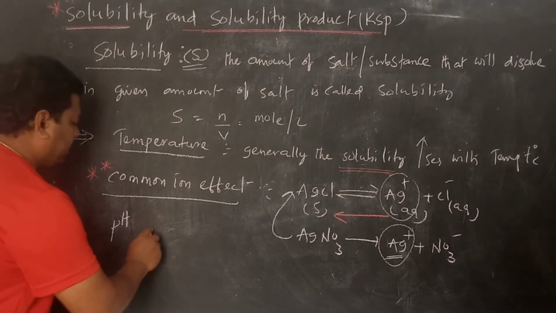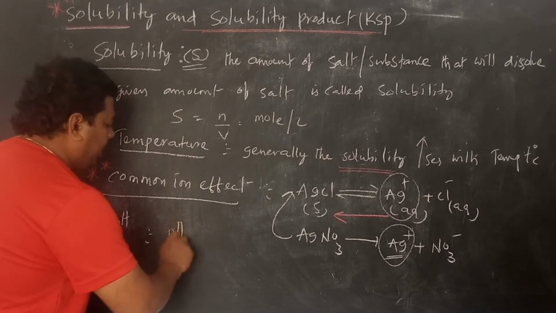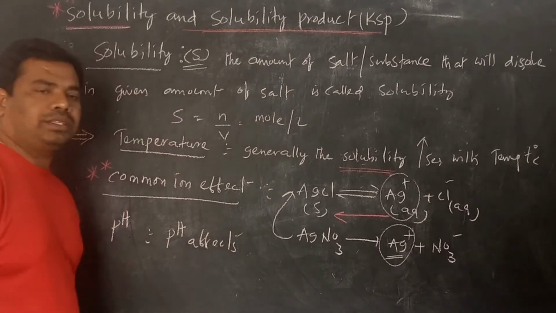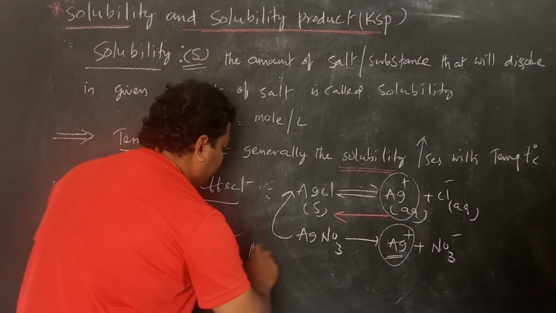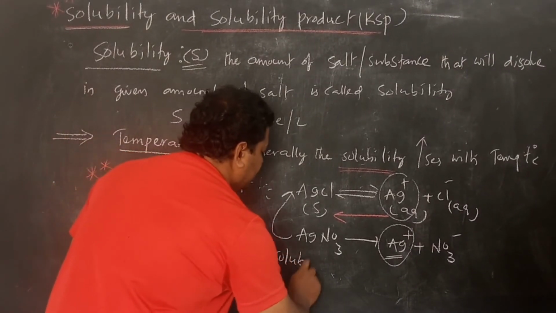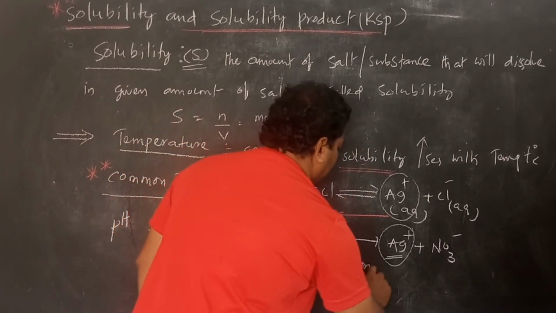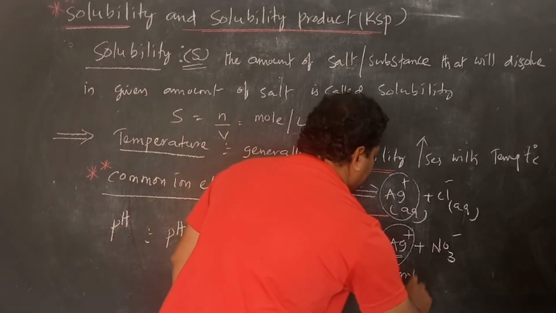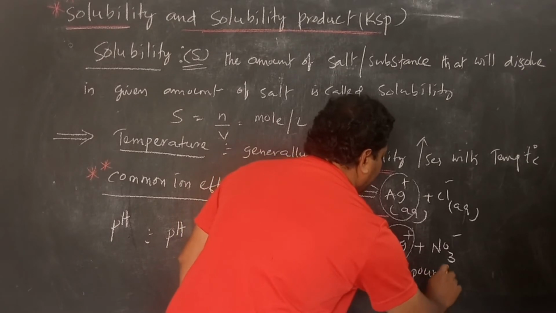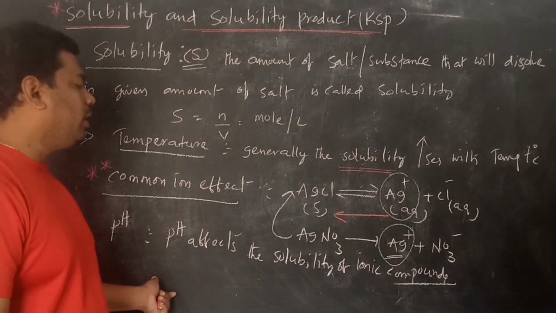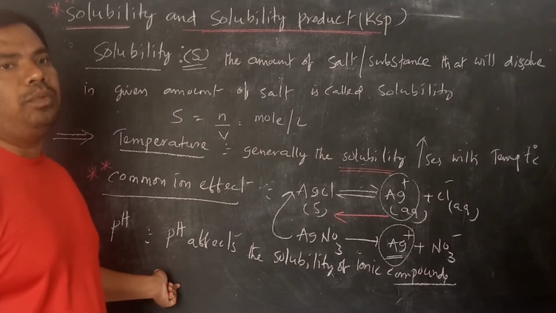Next, the third factor is pH. pH affects the solubility of ionic compounds.